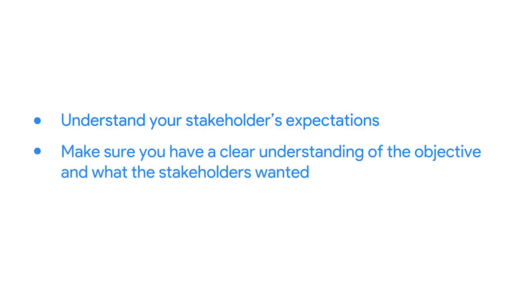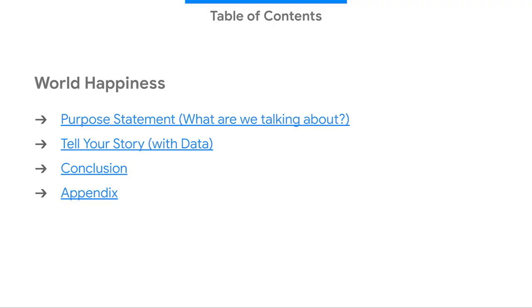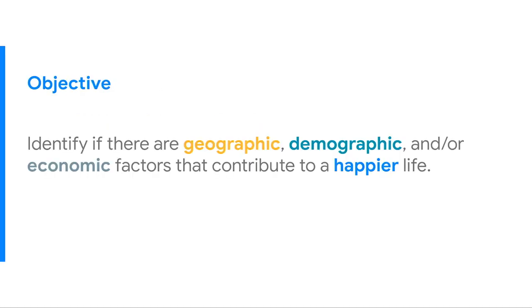As we previously discussed, it's important to set stakeholder expectations early in the project. Keep their expectations in mind while you're planning presentations and Q&A sessions. Make sure you have a clear understanding of the objective and what the stakeholders wanted when they asked you to take on this project. For this project, our stakeholders were interested in what factors contributed to a happier life around the world. Our objective was to identify if there were geographic, demographic, and/or economic factors that contributed to a happier life. Knowing that, we can start thinking about the potential questions about that objective they might have.